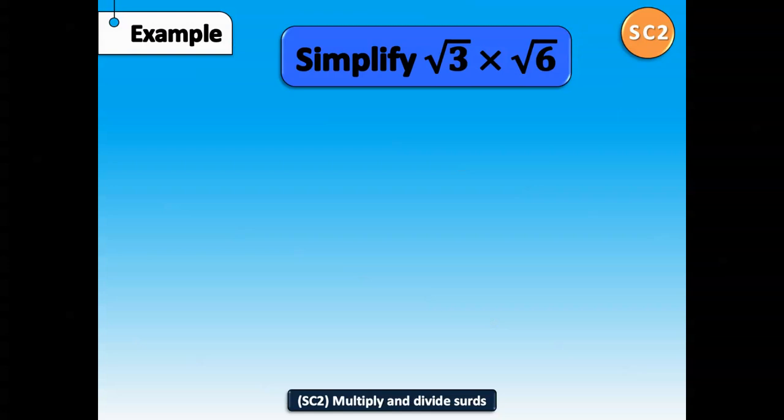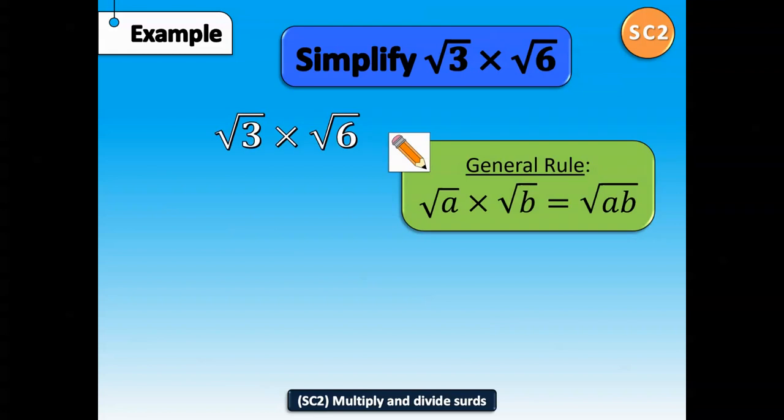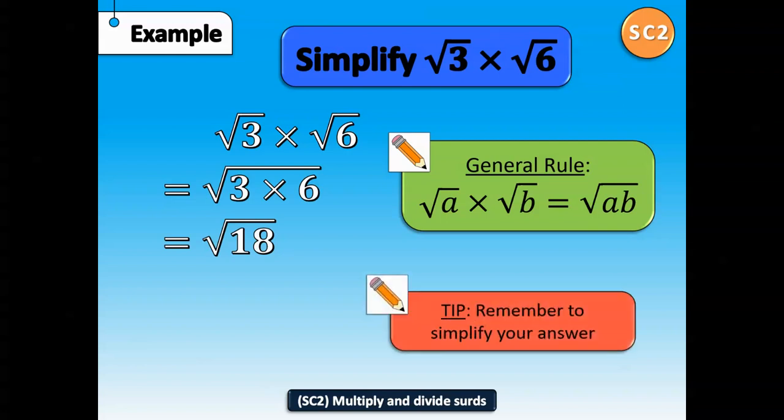So if we want to simplify root 3 times root 6, we can simply just multiply the numbers together. So we do root 3 times 6, which is 18. So we've got the answer root 18. Now we can simplify root 18 because root 18 can be written as root 9 times root 2, which is 3 root 2.